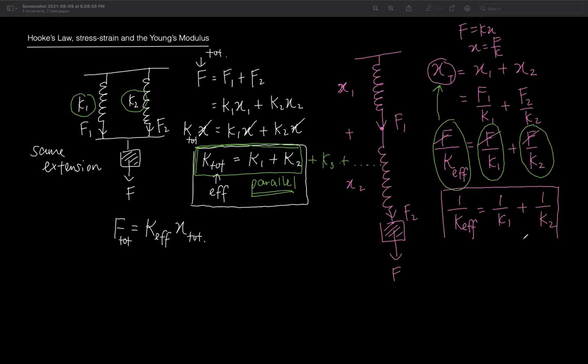And here I arrive at this equation. And again, you need to remember this. This is applied for series arrangement. The effective spring constant is the reciprocal summation of individual springs.